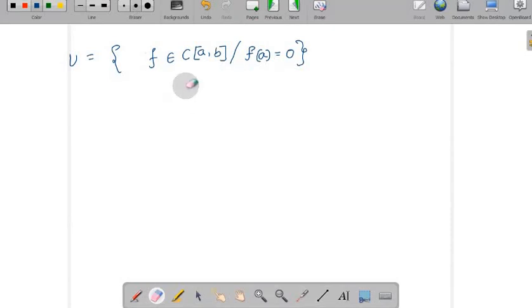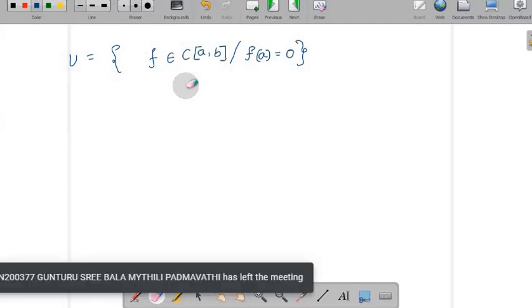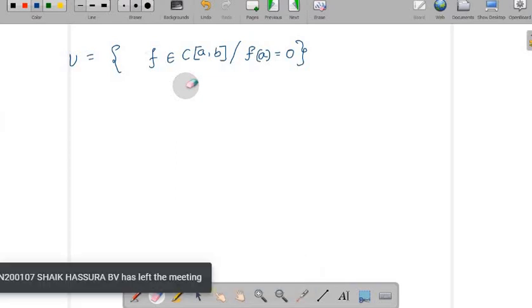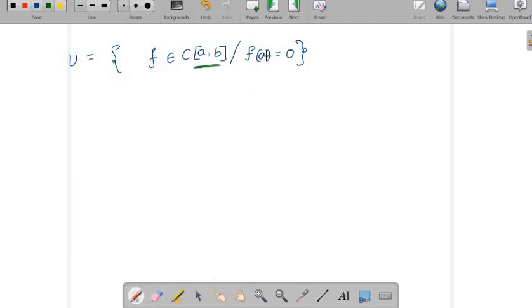You take the big set itself. Let f be a function, a real valued function, and continuous, and it passes through the origin. But here there is no guarantee that the origin 0 lies in this interval. That's why I have taken the point a, f of a equal to 0. Now you do one thing.